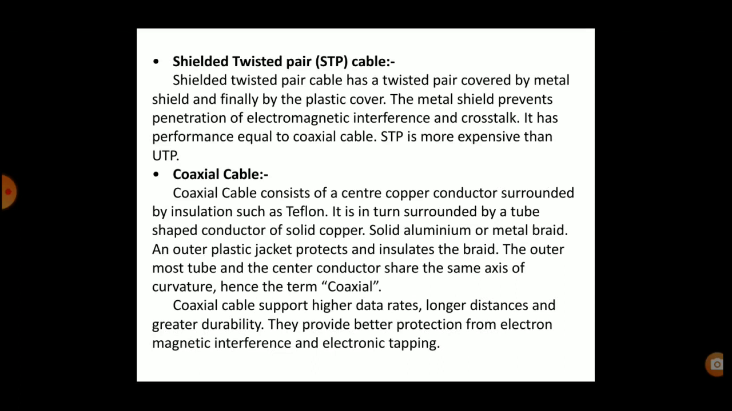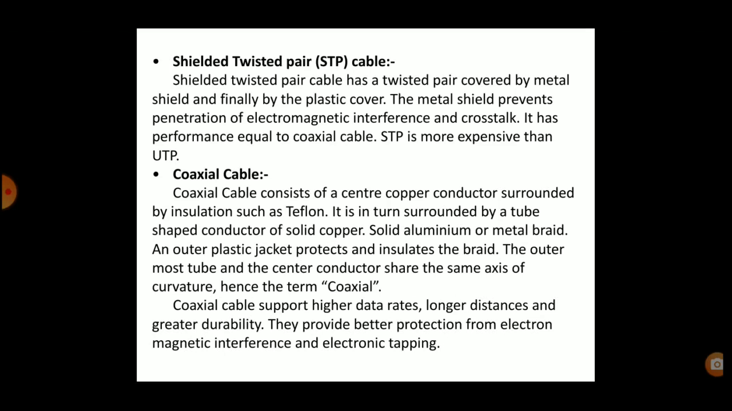Shielded twisted pair cable has a twisted pair covered by a metal shield and finally by a plastic cover. The metal shield prevents penetration of electromagnetic interference and crosstalk. It has performance equal to coaxial cable. STP is more expensive than UTP.